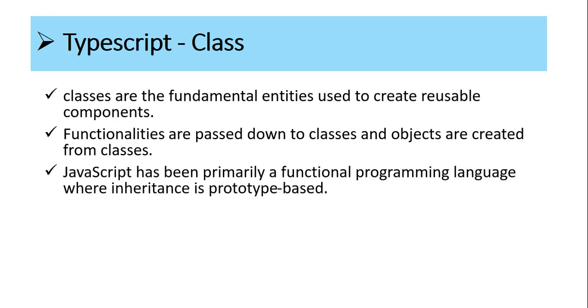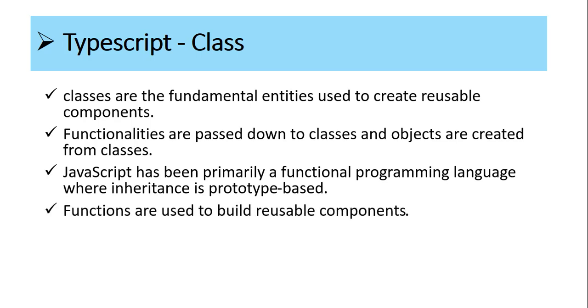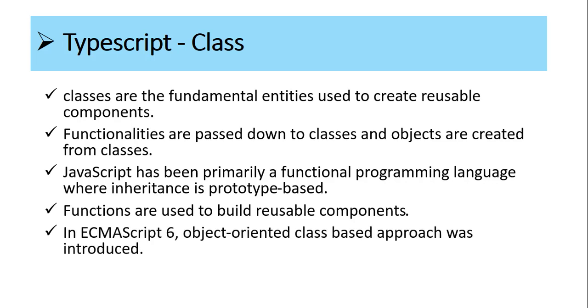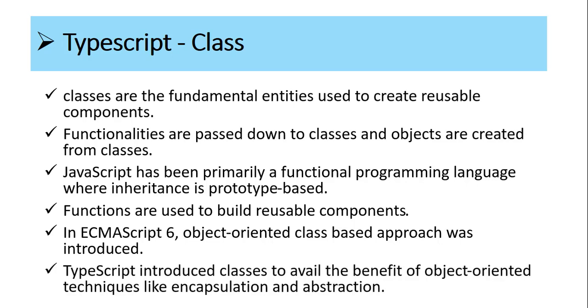JavaScript has been primarily a functional programming language where inheritance is prototype based, but from ECMAScript the object-oriented approach is used. Functions are basically used to build reusable components, and object-oriented is a collection of data members and functions, and that's why we can reuse that entity. ECMAScript introduced the class-based approach, and that's why TypeScript introduced classes to avail the benefits of object-oriented techniques like encapsulation, abstraction, inheritance, and polymorphism.